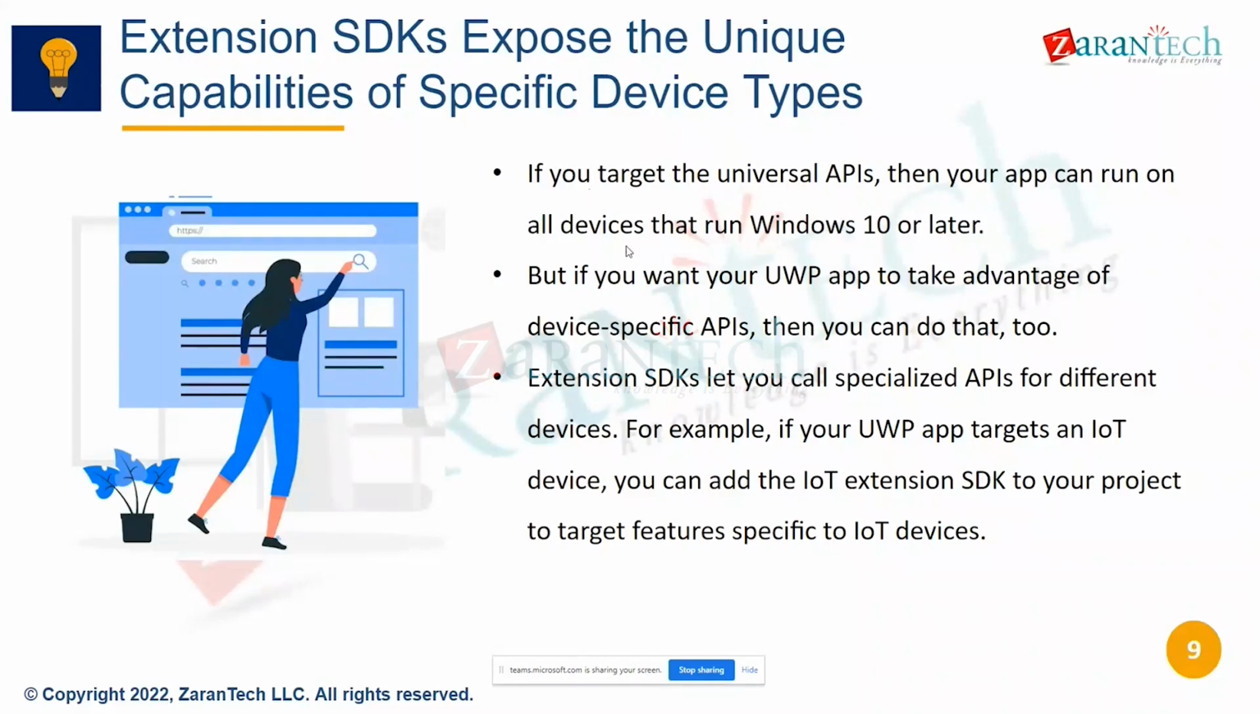And similarly, if you want to optimize your application for HoloLens, HoloLens provides some more APIs as well, like Gaze. With Gaze, you can run your application through your eye movements. So we can optimize our app and use the device-specific APIs. It is a great thing with UWP.